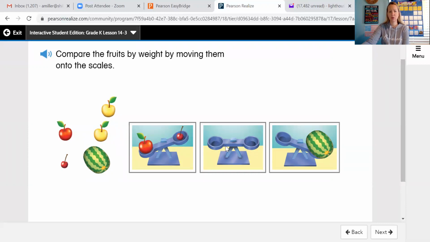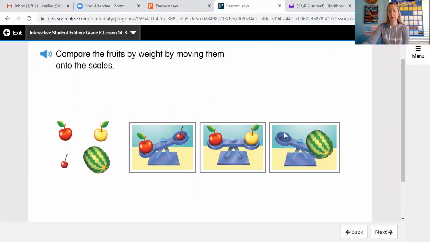All right, which two fruits made the balance scale equal or go flat like this? Neither side is up or down. If you said two apples, you are right.